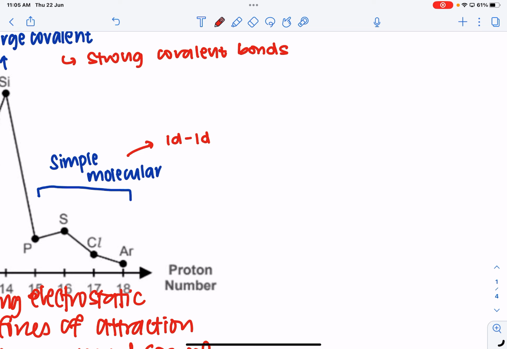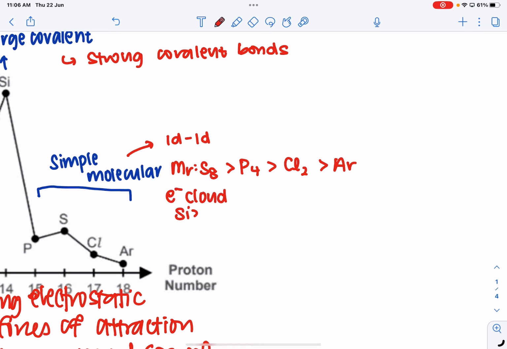Okay, so take note here. Your electron cloud size: sulfur S8 is greater than your phosphorus P4, greater than your chlorine Cl2, greater than your argon. So this is your Mr. Since your Mr, sulfur is the greatest, followed by phosphorus, followed by chlorine, followed by argon. Your electron cloud size is also the same: S8, P4, Cl2, argon.